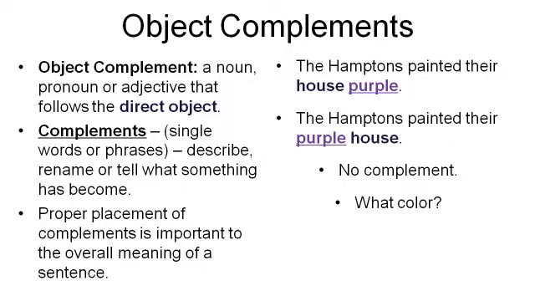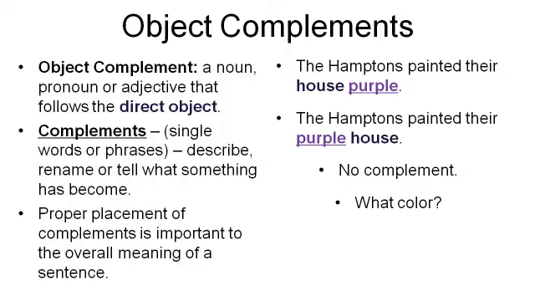Okay, this sentence does not have a complement. This house is already purple. So what color was the house painted? We don't know. In the first sentence, we do not know what color the house was before it was painted, but we do know that it was changed to a purple color. This is the function of a complement, to tell what something has become, according to the definition to the left.